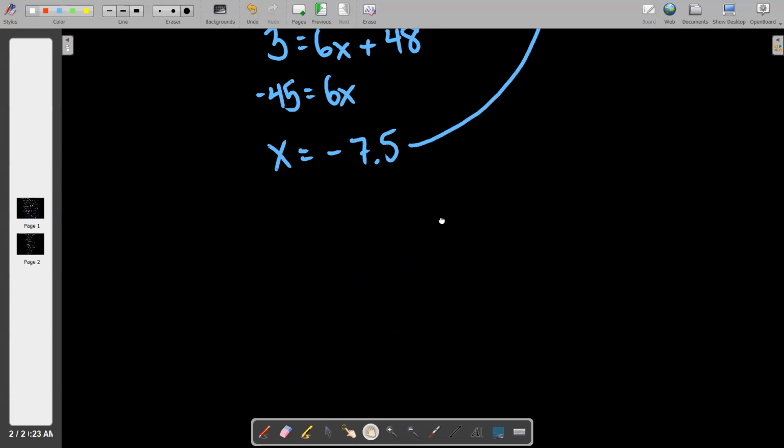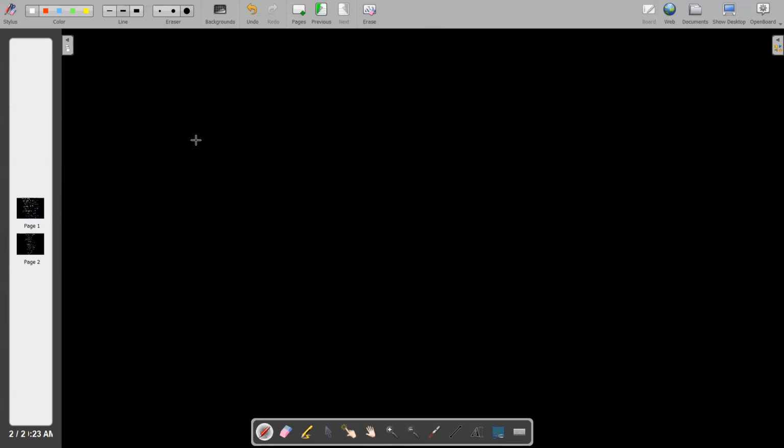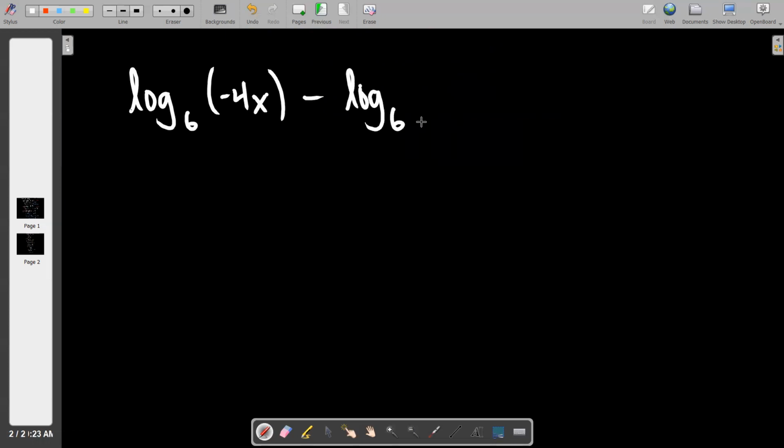Let's do a division problem. So that one would get a box. So let's do log base 6 of negative 4x minus log base 6 of 7 equals 1.